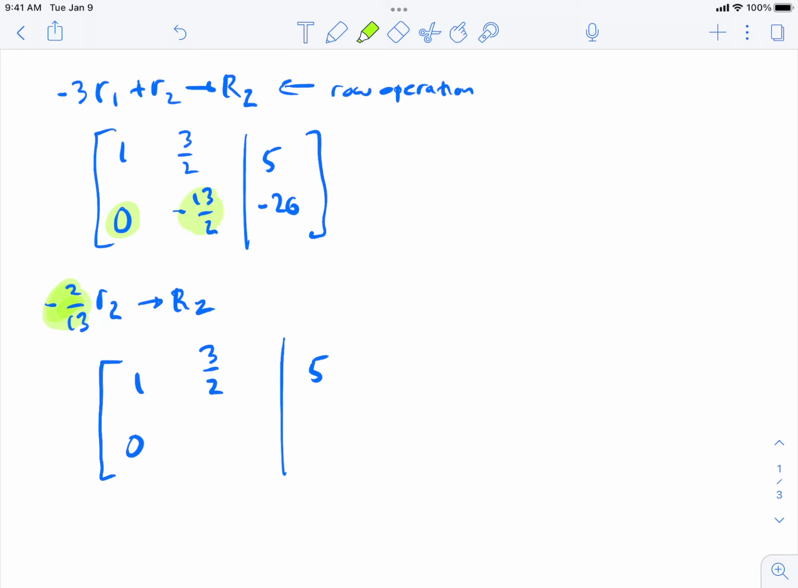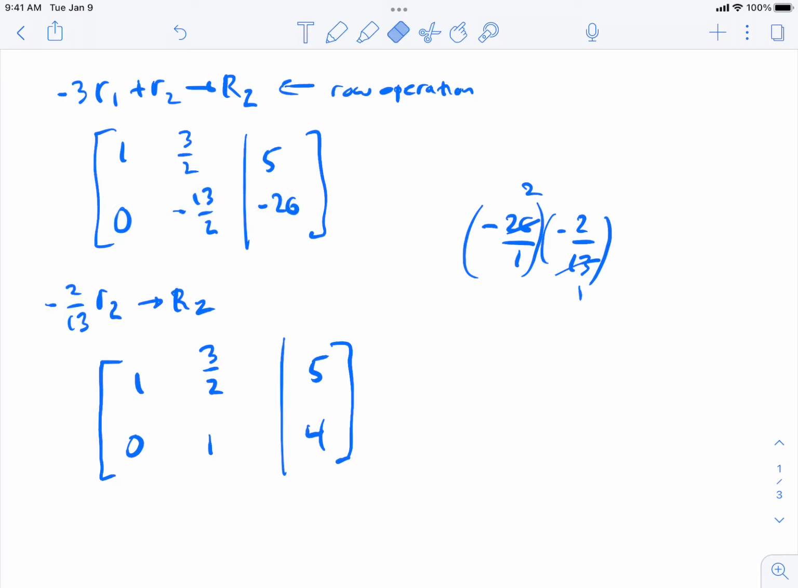This times this, well, it's reciprocals. They just become a 1. So that's a 1. And then you got to take this -26 times a -2/13. So what's that end up being? Well, the 13 cancels into 26 twice. -2 times -2, you actually get a 4. Cool. So we've done our row operations. We've got ourselves the sort of the beginning of the end here. Notice the bottom row gives us one of our answers, y is equal to 4.